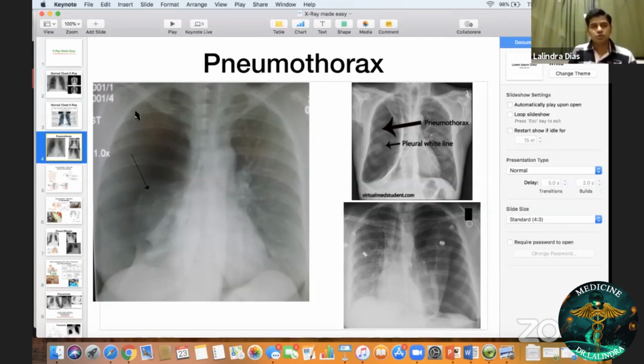So all you've got to do is take the needle, go through this space, and put it in here laterally, and that's called needle thoracostomy. Then after some time, you insert an IC tube.